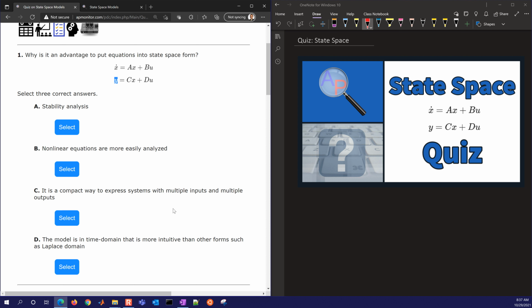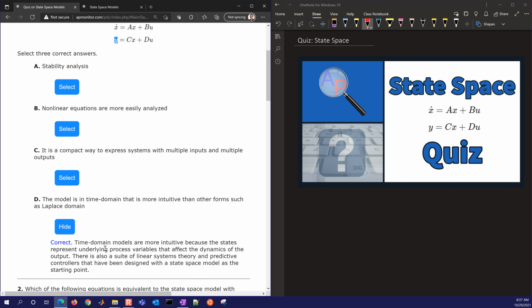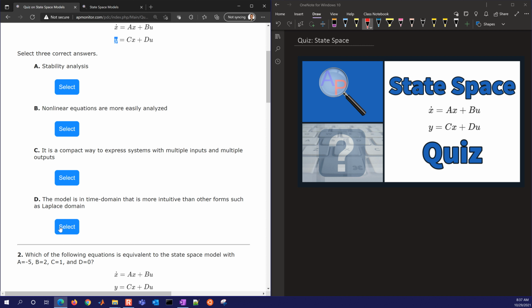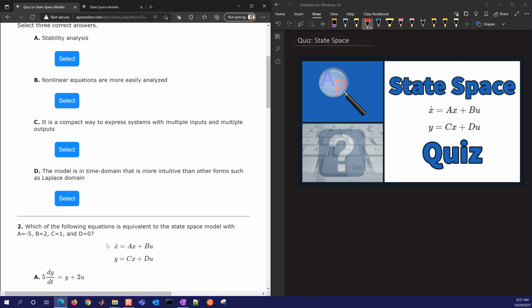And then the third one, the model is in time domain that is more intuitive than other forms such as a Laplace domain. Now I guess that one might be debatable, but I think we're all used to time domain and differential equations in the time domain, so it can be more intuitive. But if you're very familiar with the Laplace domain as well, that one is maybe debatable.